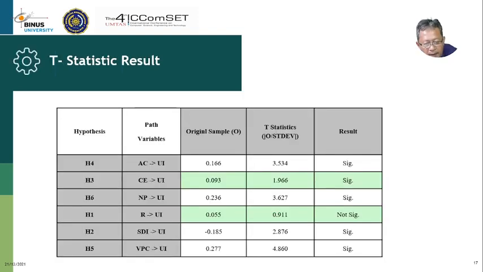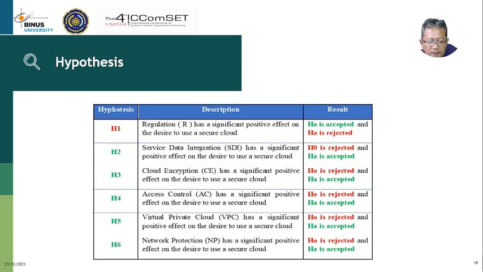The statistical results of the hypotheses mean that AC to UI, CE to UI, NP to UI, SDI to UI, and FPC to UI are significant, but regulation and hypothesis one are not significant to the user's use of cloud. So hypotheses H2, H3, H4, H5, and H6 are accepted, but regulation is not accepted, meaning it is rejected.